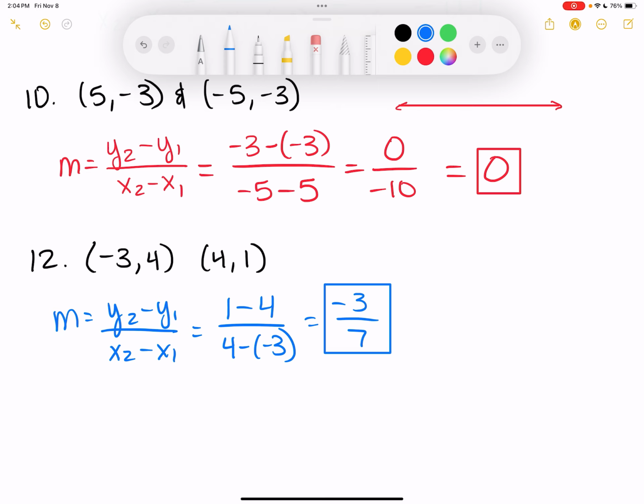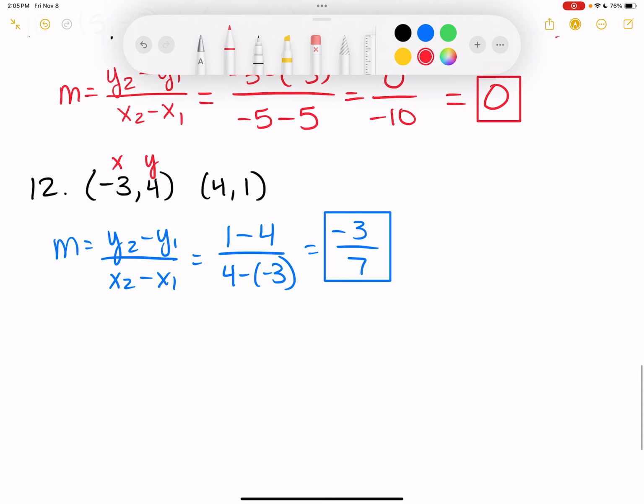It's y over x. Y was 1 minus 4 over 4 minus negative 3. I was on the right track. Remember, every point is x, then y. They're in alphabetical order if you ever forget. I'll put 3 over 7.